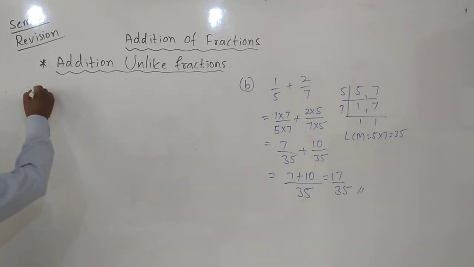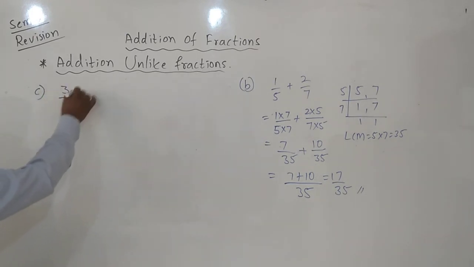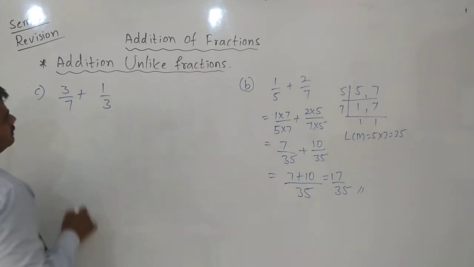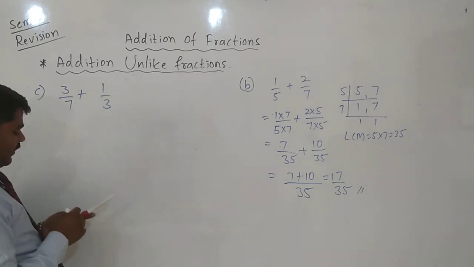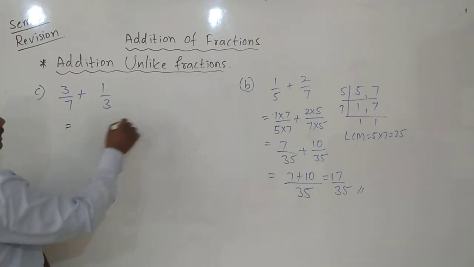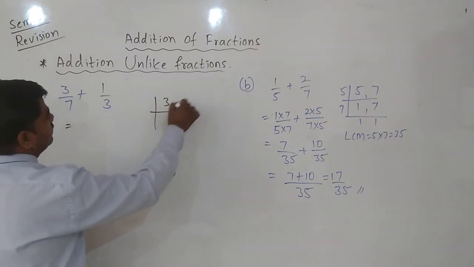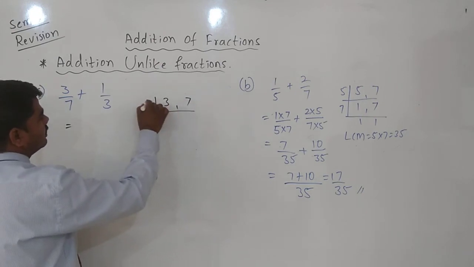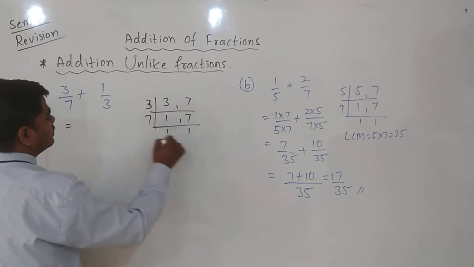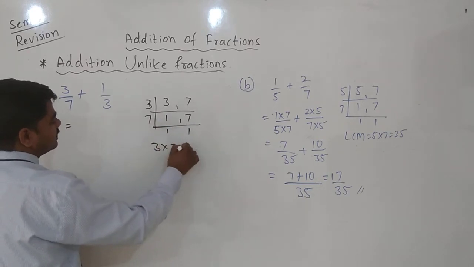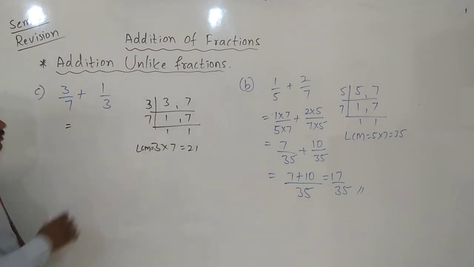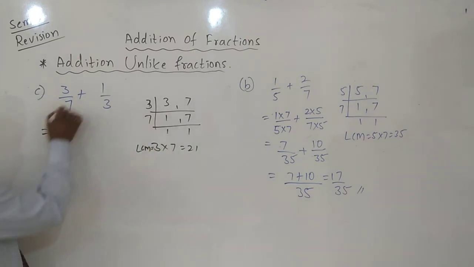3 by 7 plus 1 by 3. Here find the LCM of 3 and 7. 3 1s are 3, 7 1s are 7, 3 7s are 21 is the LCM. Yes or no? Then convert these two into 21.